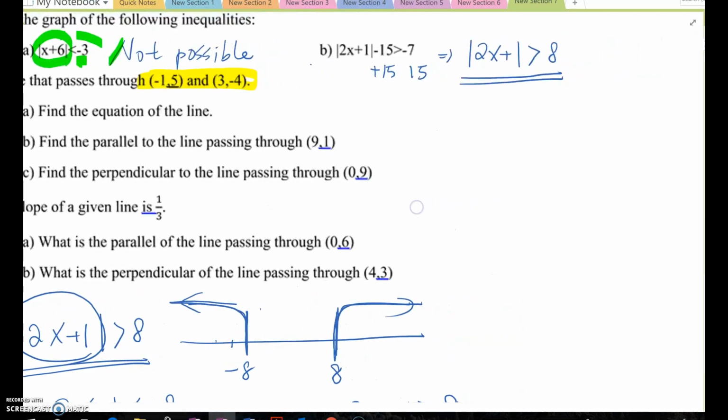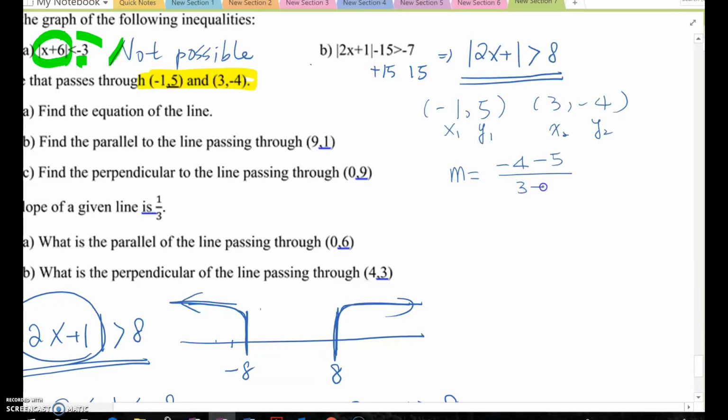Since we have 2 points, negative 1, 5, and then 3, negative 4, set up this as x1, y1, then x2, y2. So m equals negative 4 minus 5 over 3 minus negative 1, which means negative 9 over 4. Okay, that's our slope.